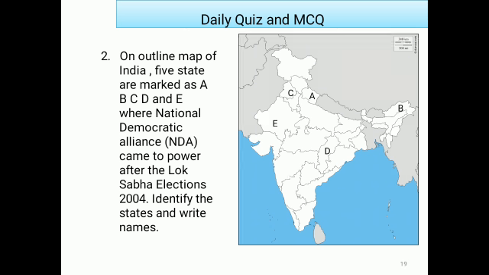Now, in the daily quiz and MCQ, the next one is: on an outline map of India, 5 states are marked. I've tried my best to mark them with A, B, C, D and E, where the National Democratic Alliance NDA came to power after the Lok Sabha elections of 2004. Identify the states and write names. So the answers are: A, Himachal Pradesh; B, Arunachal Pradesh; C, Punjab; D, Chhattisgarh; and E, of course, is Rajasthan. Okay, important one. That is why I put it here.